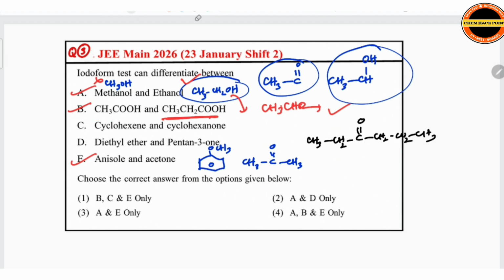Even though there is a methyl ketone group, a carboxylic acid should not be connected to the methyl group, so it will not give the iodoform test. The iodoform test is mainly for methyl ketones as well as methyl CHOH, but a carboxylic acid OH is connected. Carboxylic acid will not give the iodoform test. So based on that, A and E only is the answer for this.